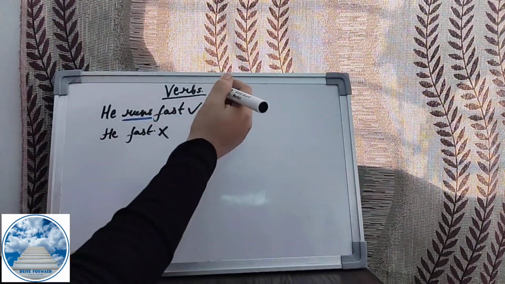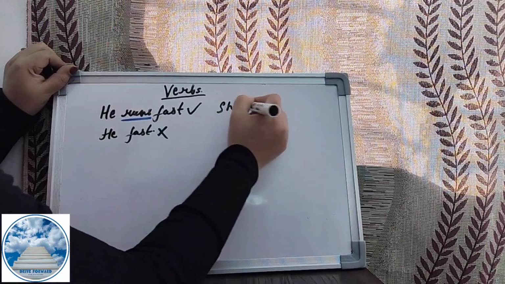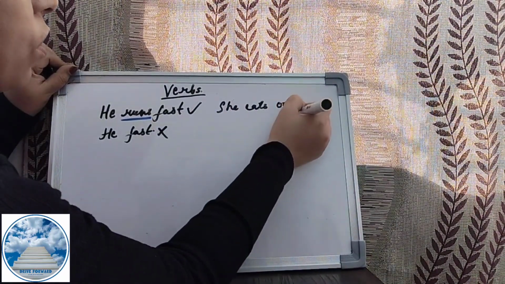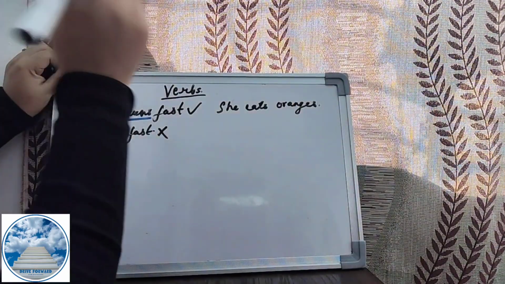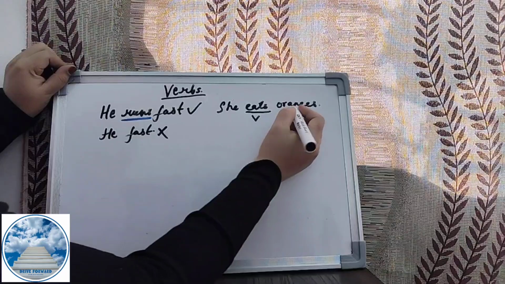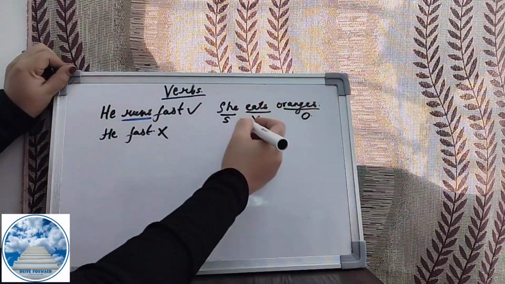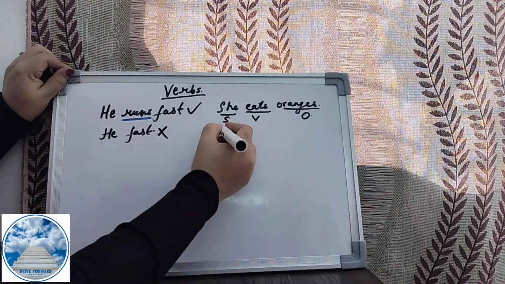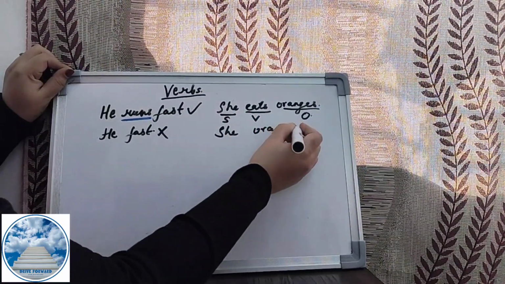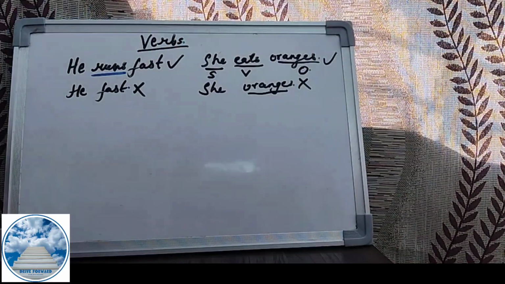Okay. Now another sentence I can write: she eats oranges. So eats is the verb. She is the subject. Oranges is the object. And if I omit the verb and write, she oranges, will it make sense? No. So that's why it's very important to have a verb in a sentence.